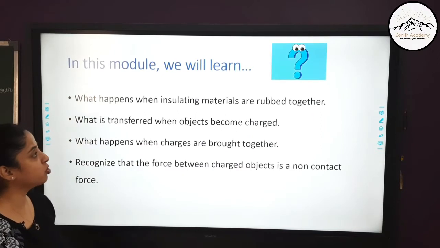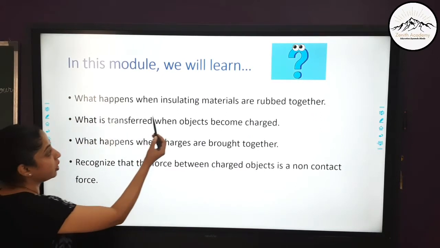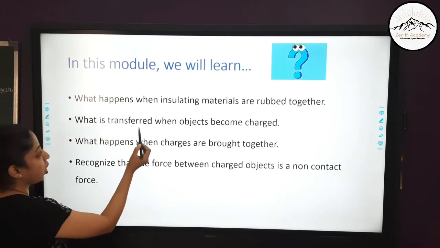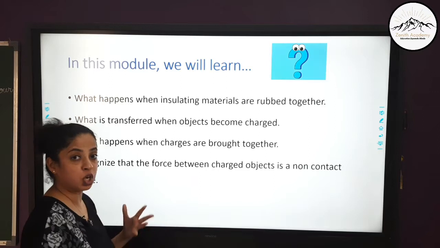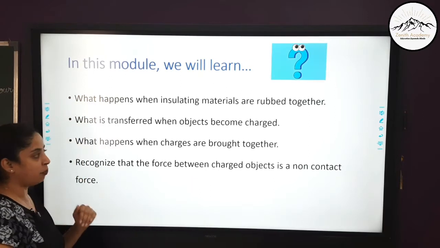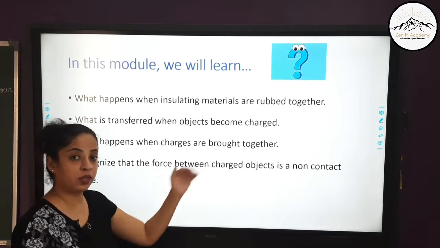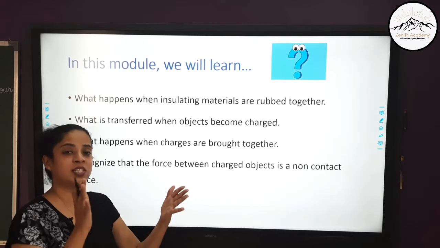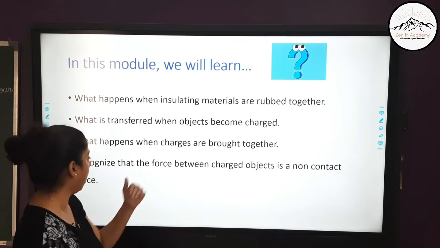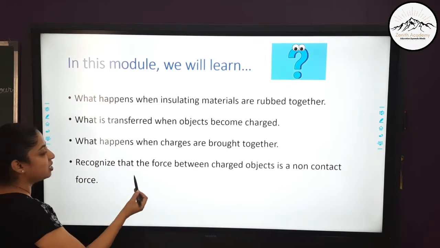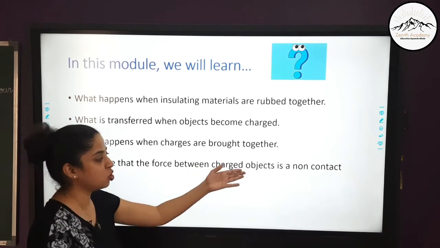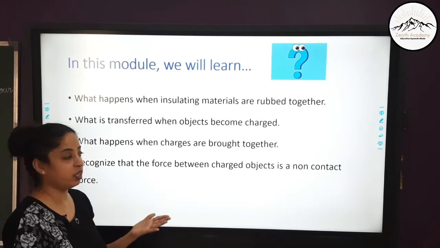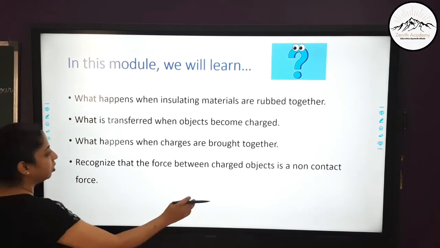So in this module students, we learn what happens when insulating materials are rubbed together, what is transferred when objects become charged, and what happens when charges are brought together. So when positive and negative charges are brought together, or both similar charges are brought together, then what happens? And recognize that the force between charged objects is a non-contact force. So we will study how it is a non-contact force between the charged objects.